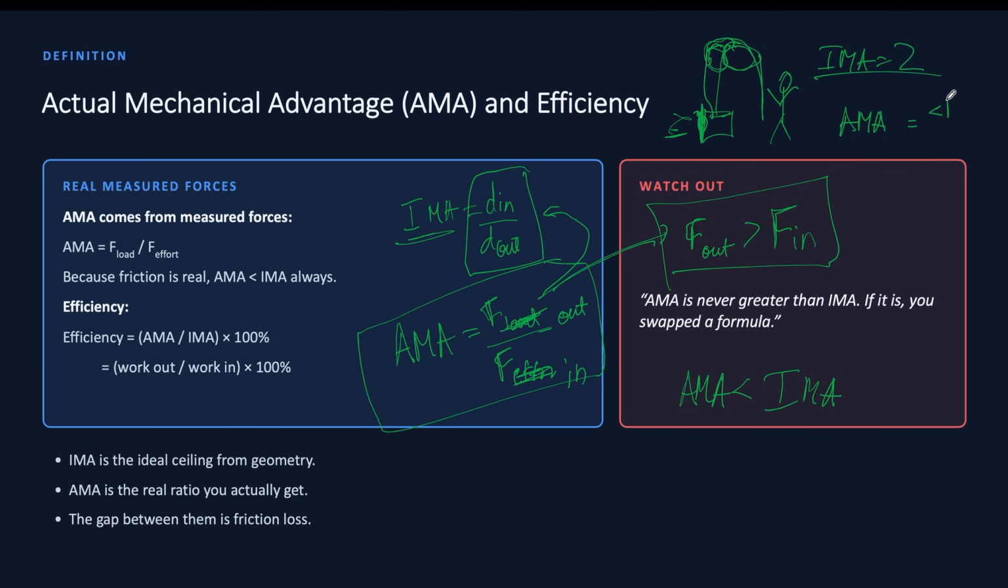So lesser force out over the same force in, or the same force out over greater force in. Because the force in is what you're putting in, right? You have to compensate for the friction yourself. So it's always going to be lesser than IMA, because you have to account for real world scenarios where you have to exert more force than ideally necessary, right? Because of lots of things.